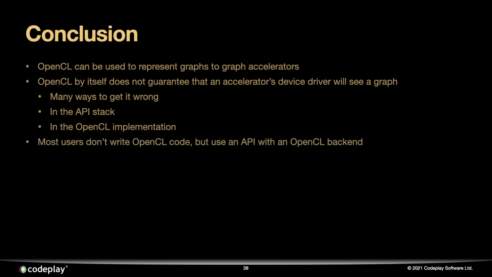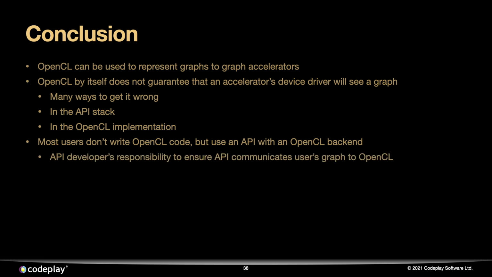And it's important to remember that more often than not, users don't actually write OpenCL code. They will often use a much higher level API that will have some OpenCL backend. So it's really the API developer's responsibility to ensure that the APIs a user is using are able to communicate the graph that the user wants to execute down to the OpenCL level. And then it's the OpenCL implementer's responsibility to ensure that the graph that OpenCL knows about gets communicated correctly to the graph accelerator.